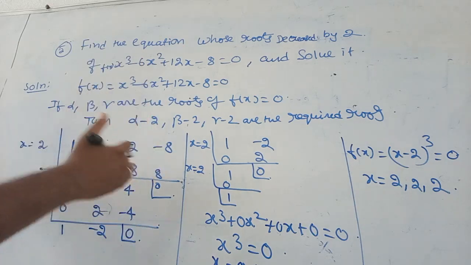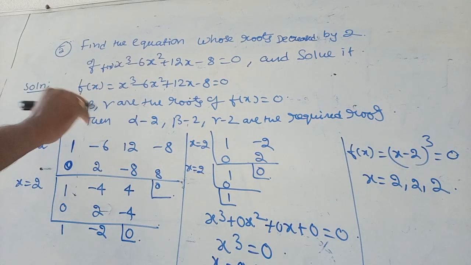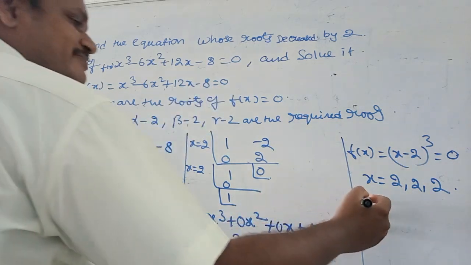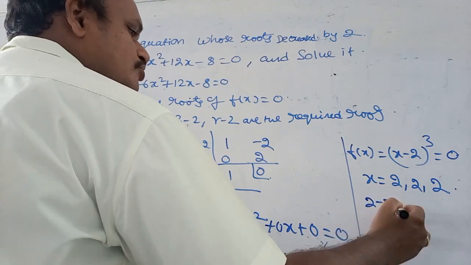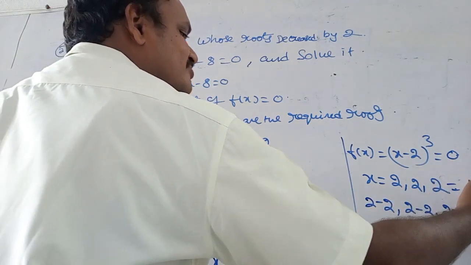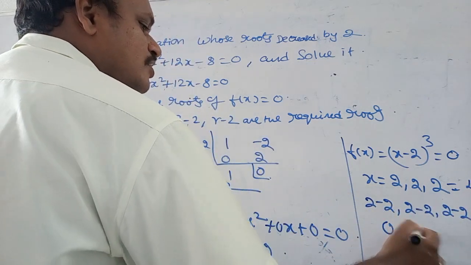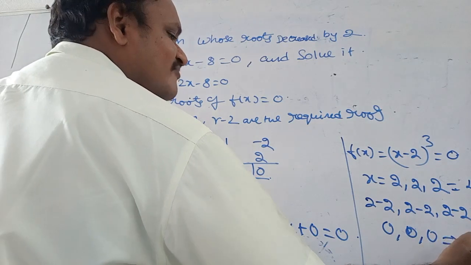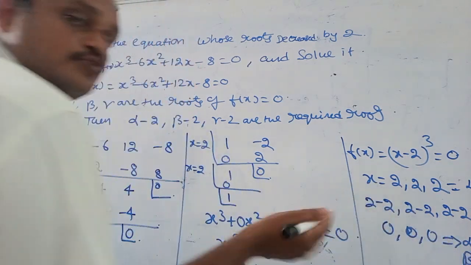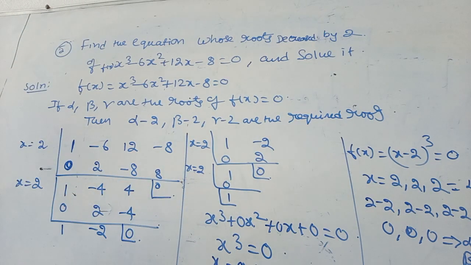Now after transforming, that means diminishing the roots, it is diminished by 2. That means alpha minus 2, beta minus 2, gamma minus 2. That means now 2 minus 2, 2 minus 2, 2 minus 2. These are actually alpha, beta, gamma. Now 0, 0, 0 are nothing but alpha minus 2, beta minus 2, gamma minus 2, the roots. That is the observation we have got from this equation.